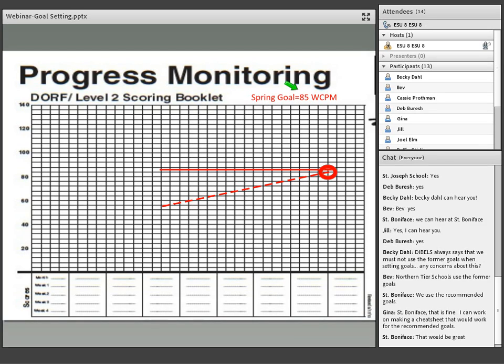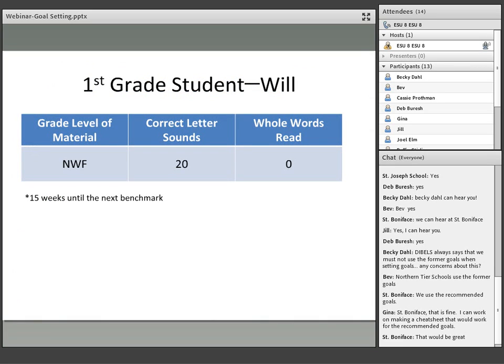All right, I'm not seeing a lot of questions in the chat area, so I'm hoping that this is making some sense to you. We have another example to go through. Here we have one that is a 1st grade student, Will, and we're going to look at nonsense word fluency.